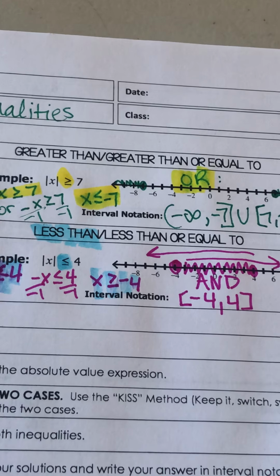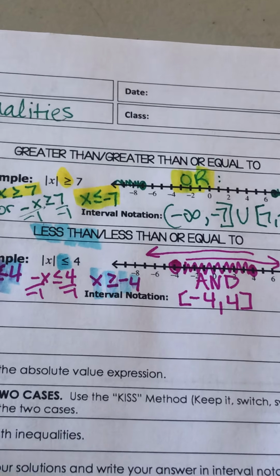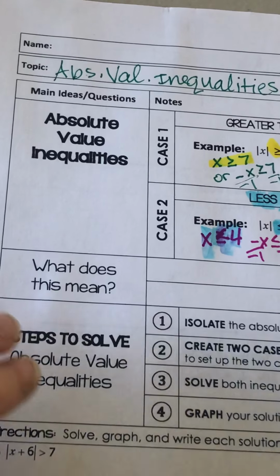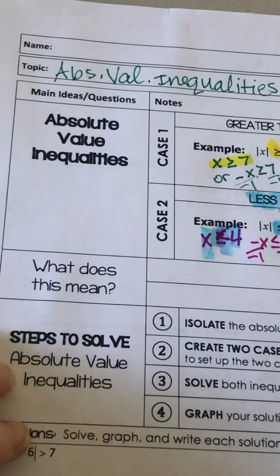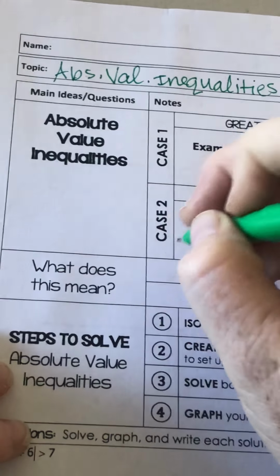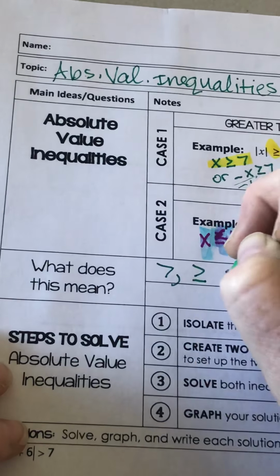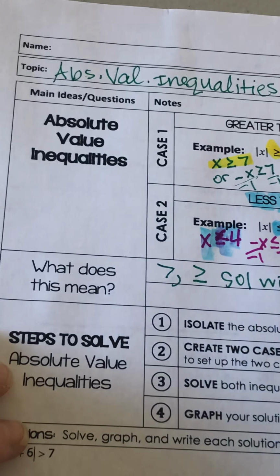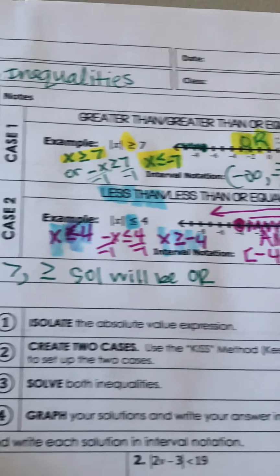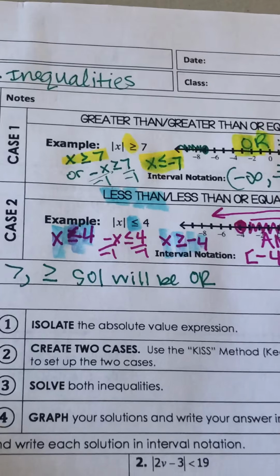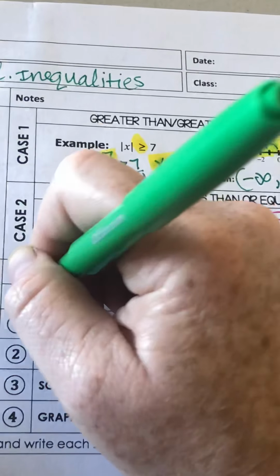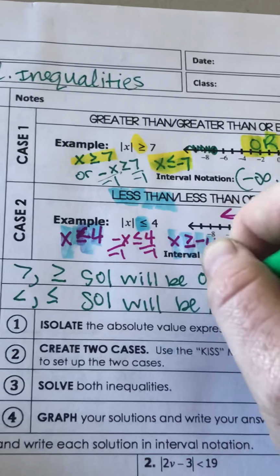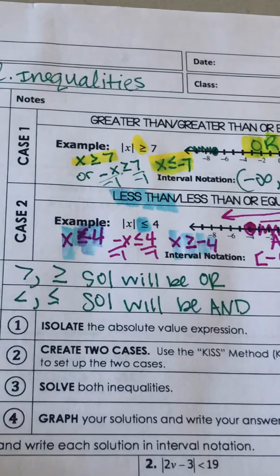Now that may have been a little bit confusing how I solved that, so we're gonna solve it below with the KISS method. I'll show you what that is, okay? But what does this mean? It means when you get a greater than or greater than or equal to, your solutions will be or inequalities, which means shaded outwards. If you start with the less than or equal to, your solutions will be ands, which means shaded between.